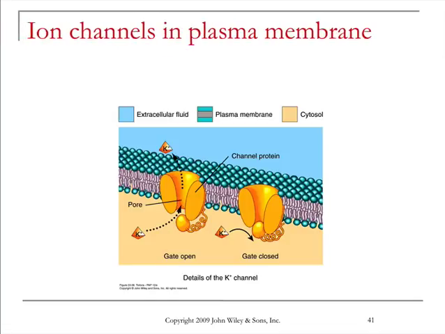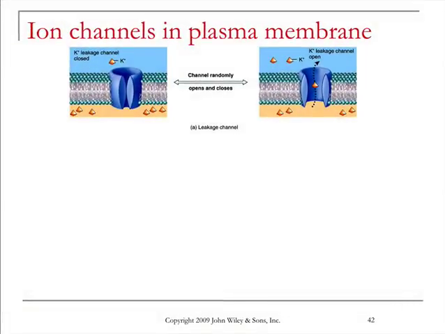Let's now take a look at ion channels. This is what an ion channel looks like. As you can see, it has a gate, and these gates will determine whether an ion will flow through it or not. Let's now take a look at specific types of ion channels.